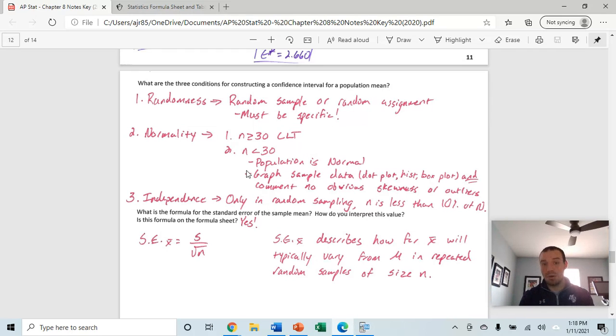But oftentimes that won't be the case, and you'll have to actually graph the sample data, either using a dot plot, a histogram, or a box plot, and comment that there's no obvious skewness or outliers. As long as that sample data doesn't have any major skewness or outliers, you can proceed with the problem. And then your third condition of independence only goes with a random sampling type problem, and that's your idea that the sample size has to be less than 10% of the population size.